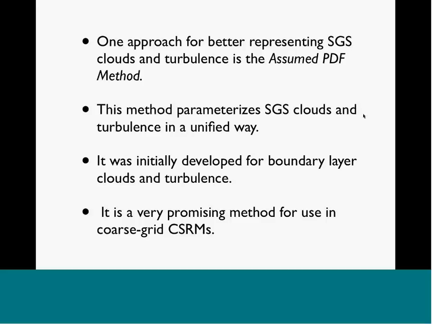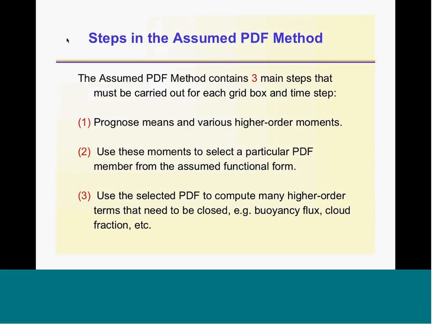The method parameterizes subgrid-scale clouds in a unified way. Notice clouds and turbulence. It was initially developed for boundary layer clouds and turbulence. It can be extended to all types of clouds, and it's a very promising method for use in coarse grid cloud resolving models. Again, this is what its initial development was for. So this is a slide which Chris Golaz would recognize. This is borrowed from a talk way back when he was working with Bill Cotton.